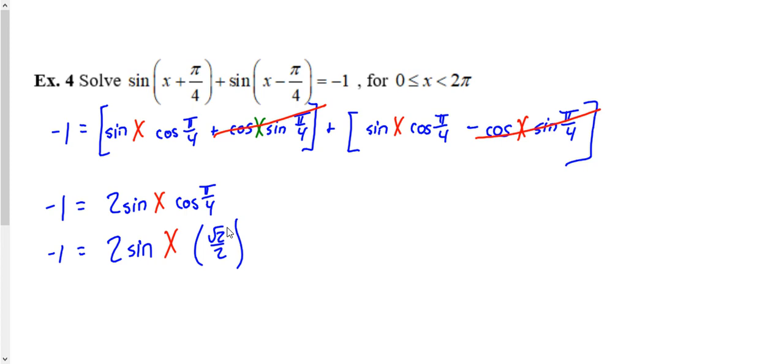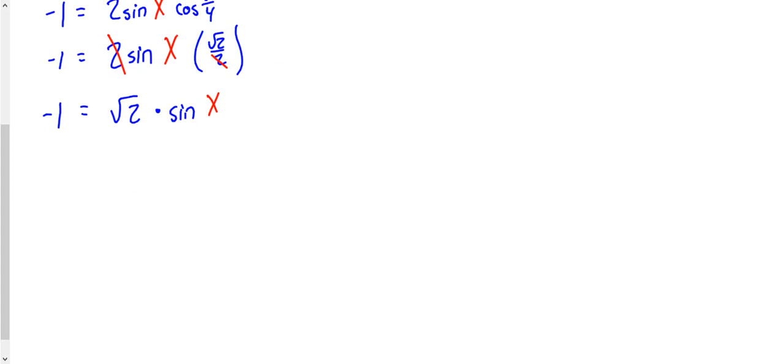Okay, so we did a quick evaluating. From here, I can take this root 2 over 2, multiply by 2. My 2s will cancel each other out. So now I have negative 1 equals root 2 multiplied by sine x. Again, let's try to get sine x by itself now, so we have enough space. I'm going to go negative 1 divided by root 2, so I divided off that root 2, is equal to sine x.